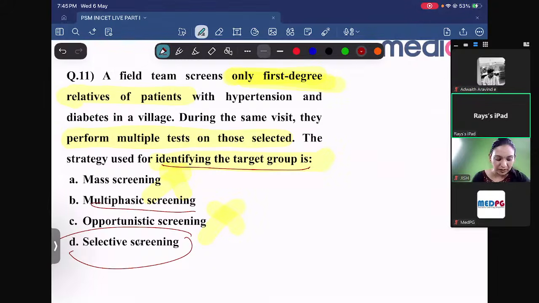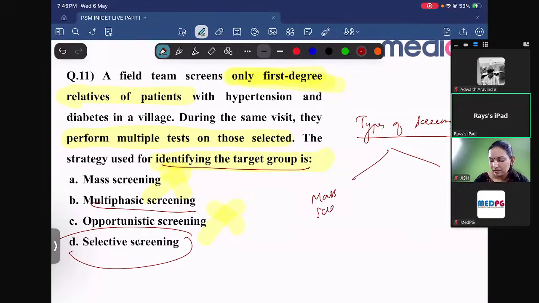Okay. Now we'll just discuss the types of screening quickly. So types of screening can be, we have different classifications. First one is how you're going to screen people. Whether you screen everybody in the population, that becomes mass screening, right? Or you select only those who are at high risk. So you call it a high risk screening or also selective screening. Both are the same.